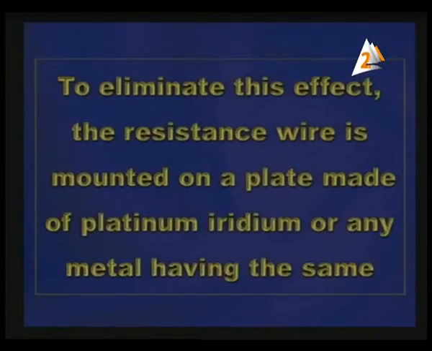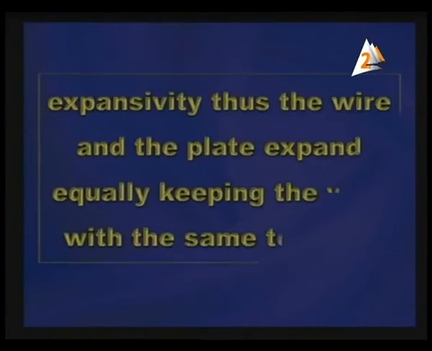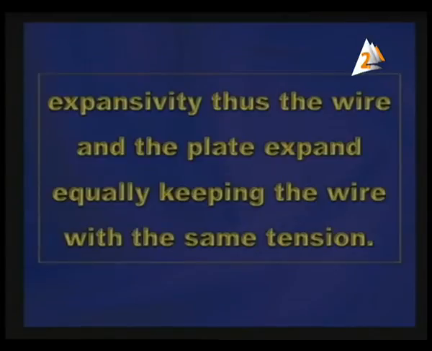To eliminate this effect, the resistance wire is placed on a plate made of platinum iridium or any metal having the same expansivity. In this way, the wire and the plate expand equally, keeping the wire with the same initial tension.